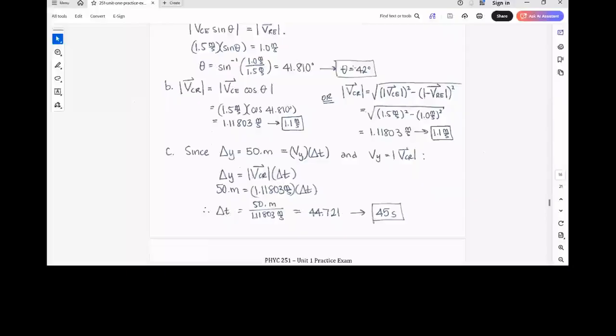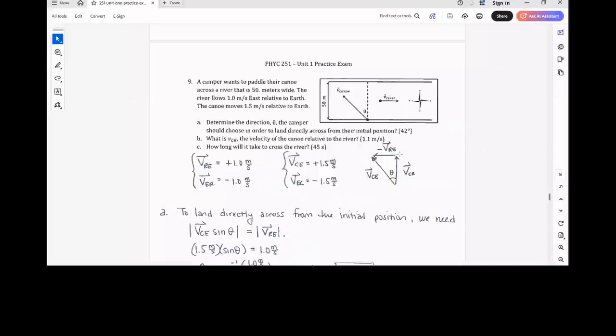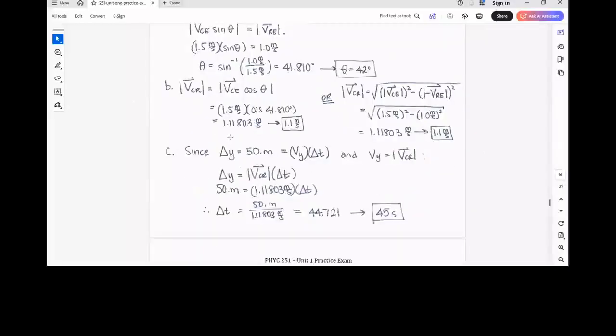I've got two different ways I can confirm that VCR, the canoe relative to the river, is just 1.1 meter per second. One would be to recognize that VCR has to have the same magnitude as the velocity of the canoe relative to Earth times cosine theta. So I'm grabbing the adjacent piece this time. That gives me something that rounds to 1.1 meter per second.